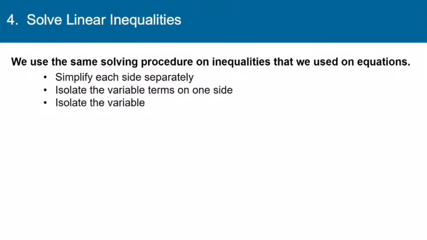Now if you remember our 4-step process that we used to solve equations, we can use that same procedure here on inequalities. So pretty much on every inequality, we want to start by simplifying each side separately. That is, distribute to get rid of any parentheses and combine any like terms that you have before you start trying to solve. Then you want to isolate the variable terms on one side of the inequality, and then finally you can divide to eliminate the coefficient so that you isolate the variable. Of course, our 4th step when we solved equations was to check each solution.